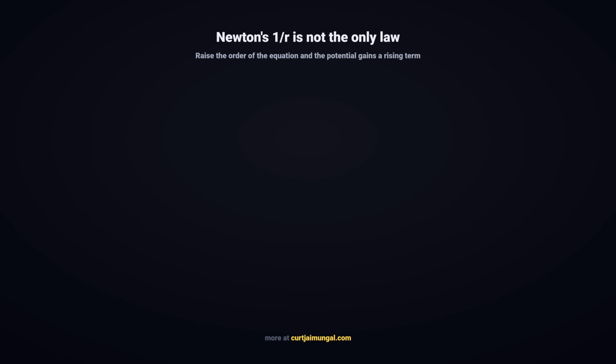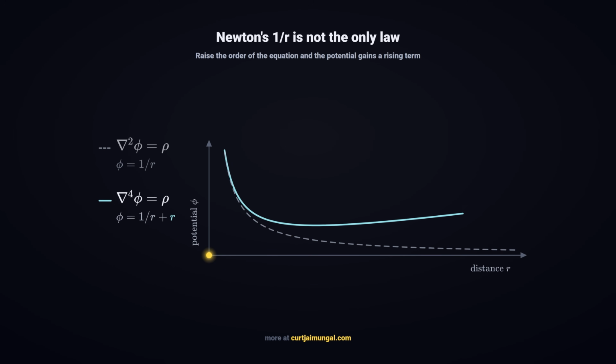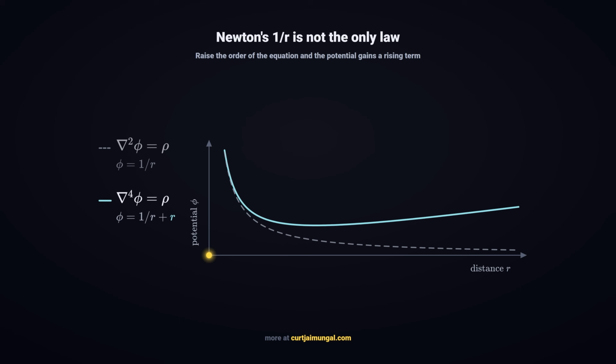Now, let me show you immediately where it can go wrong. The question is, where did we get Poisson's law from? Well, Newton gives us a 1 over r potential, and del squared phi is rho. The solution's 1 over r. Well, suppose I gave you del 4 phi equals rho, the fourth order derivative equation. The solution is a 1 over r plus an r.